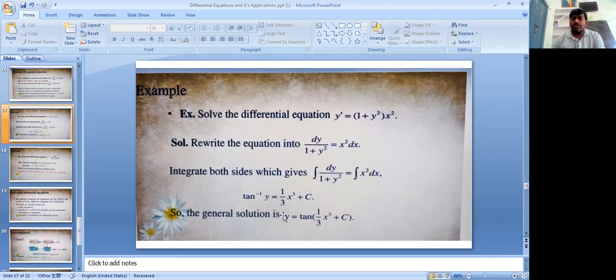Therefore, the general solution is tan inverse y equal to 1 by 3 of x square plus y. Here, y dash is dy by dx, and y is the dependent variable. Therefore, this is the solution.